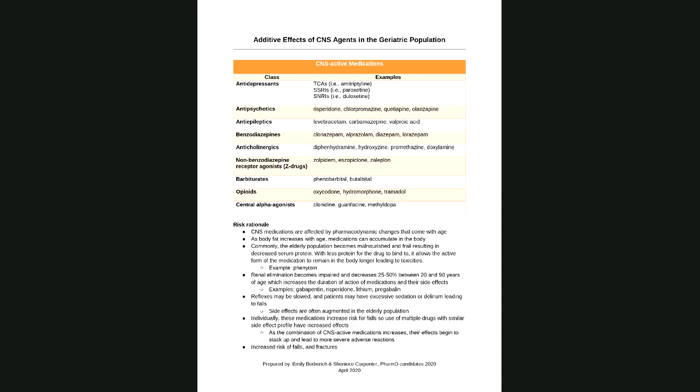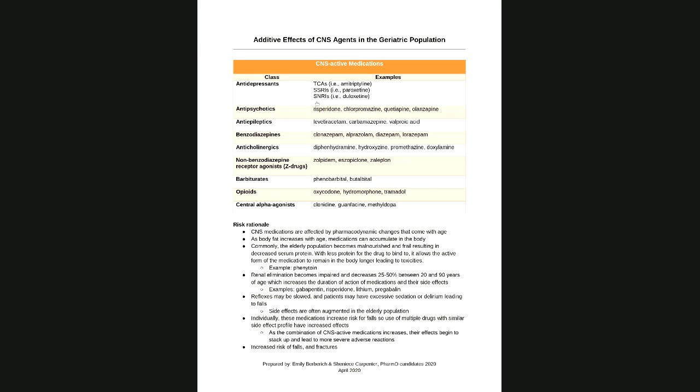So first, I'll just start by talking about common examples of the CNS medications that you might see here at Glen Eyre. So first is the antidepressants. Some examples are the tricyclic antidepressants, such as amitriptyline, nortriptyline, SSRIs, such as paroxetine, sertraline, and then our SNRIs, of which duloxetine would be an example.